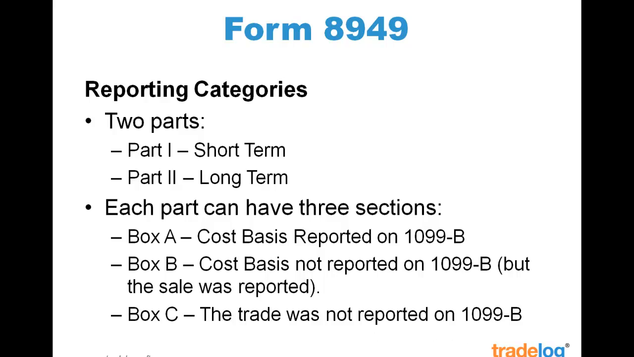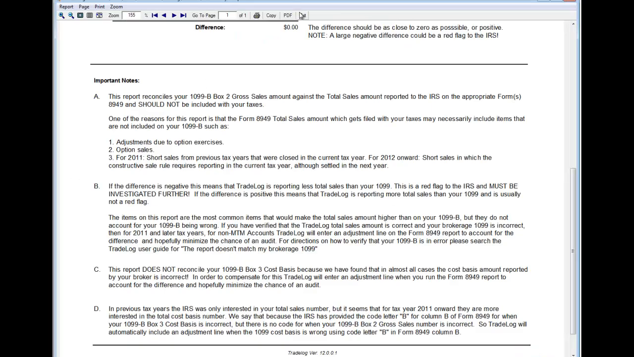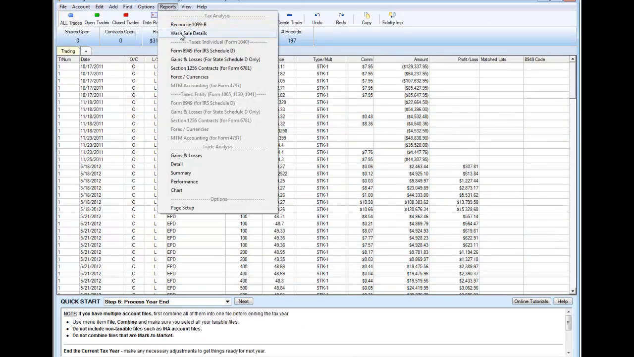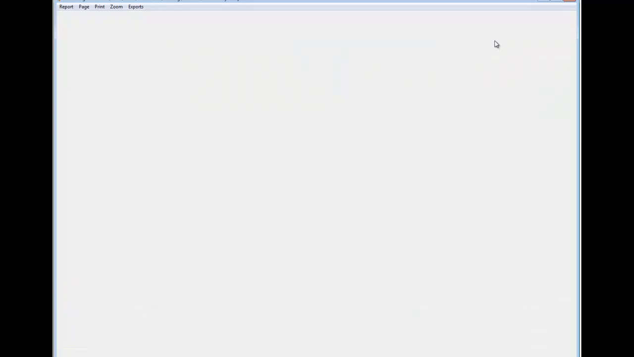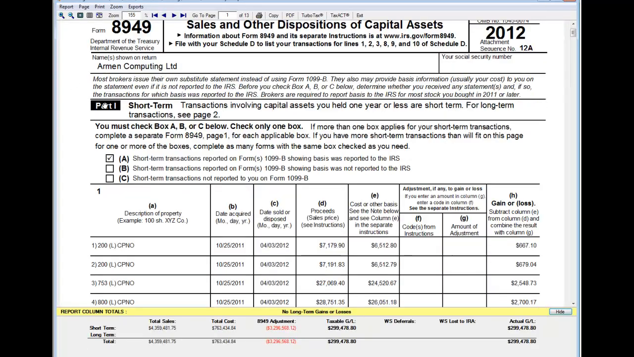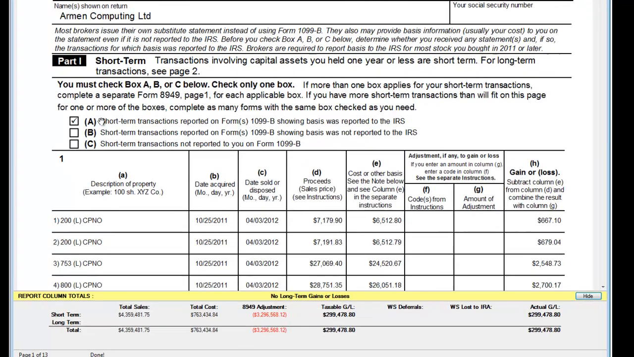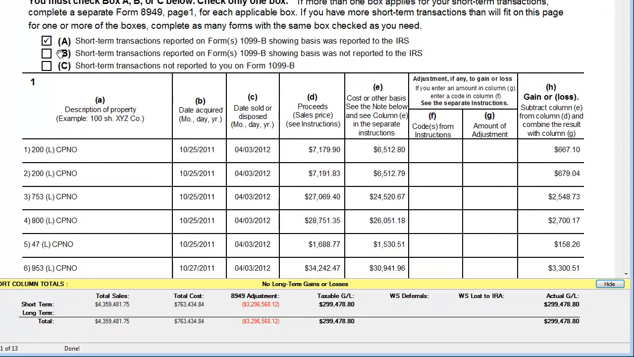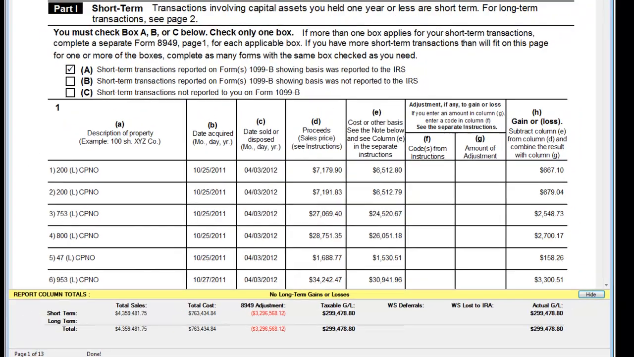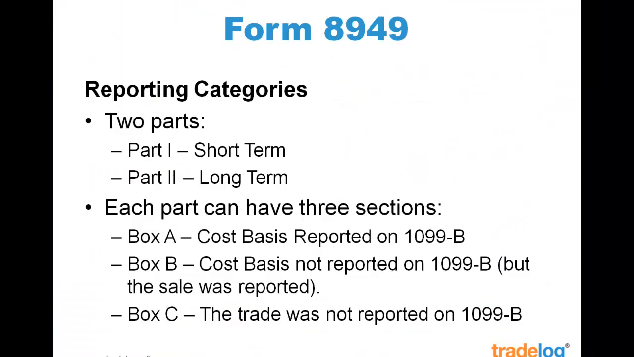Let me go into my TradeLog file. Let's run an 8949 real quick and take a look at the example here. So here we have part 1, short term. Notice A, B, and C. So TradeLog is going to generate the necessary pages for your report, and it's going to check box A, box B, or box C depending on your trade history. And that's what's going to be generated, which you'll use for your IRS reporting.